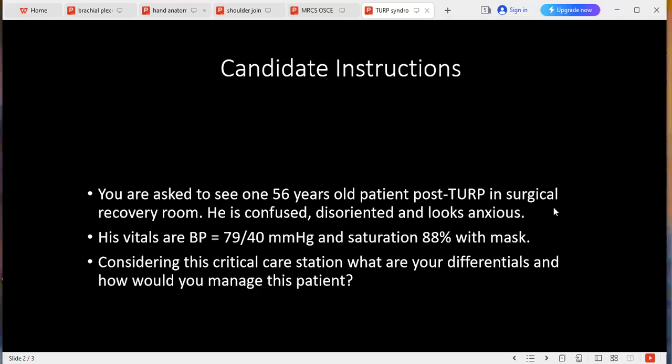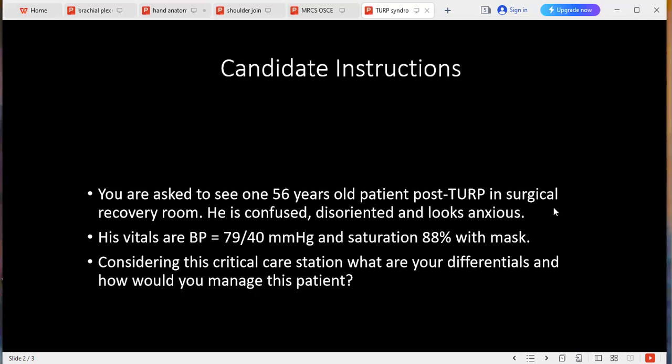Since this is the post-TURP patient, what are the complications that you expect to see in this patient in this situation? Yes, madam. There could be cardiac arrhythmias due to rapid change in the sodium levels. There could be seizures, and there could be glycine toxicity. Why do you think glycine has been used during the procedure? Because to limit the conductivity of the diathermy, the hypotonic glycine solutions are used.